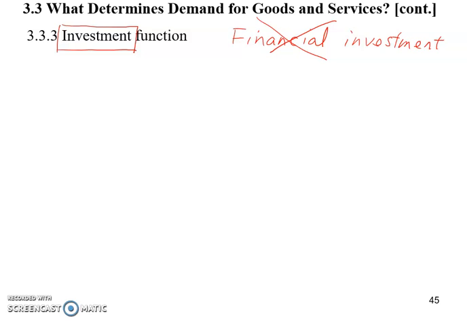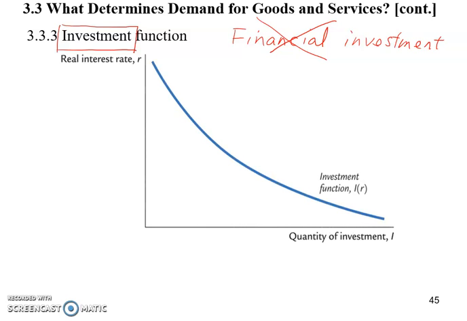Now, we believe that investment is a function of the real interest rate, as you find here on the vertical axis. Real interest rate means the nominal rate adjusted for inflation. We use the lowercase letter r to stand for the real rate, and the horizontal axis is the quantity of investment. As shown on this graph, this investment curve slopes downward.